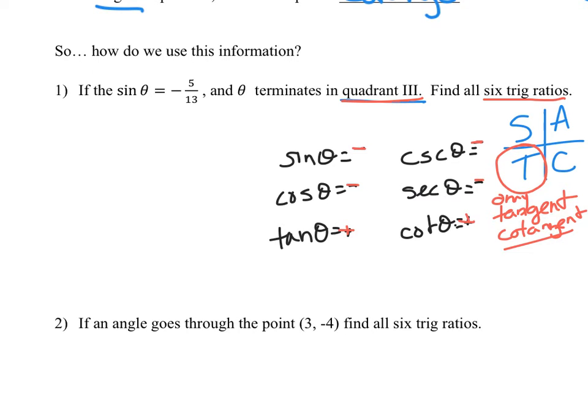Okay, so the quadrant that we're in tells us the sign of the trig function, and then from there we just do the same thing we've been doing. So here it says the sine is negative 5 over 13, so why don't I just put this in. The cosecant then is just the flip of that, 13 over 5. Now we have to figure out the cosine and the secant, and the tangent and cotangent. So remember, this is the hidden right triangle. Sine is opposite over hypotenuse.